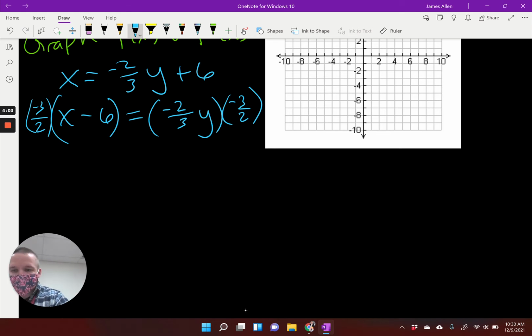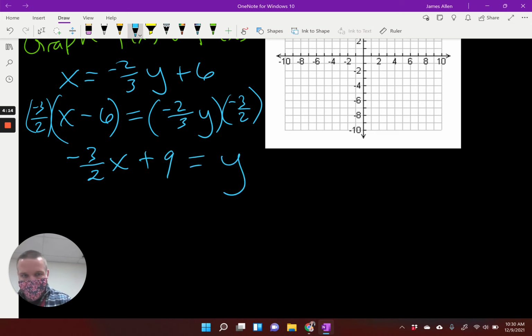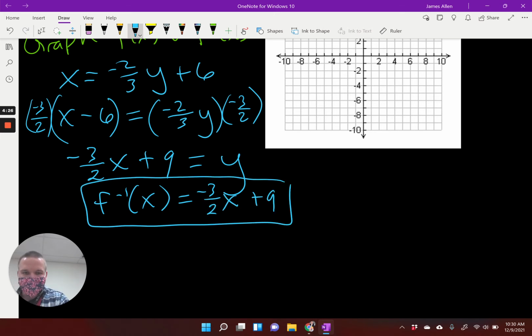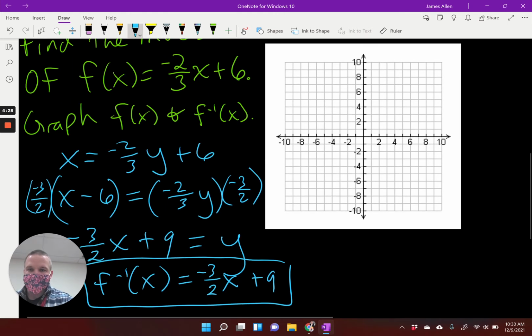All right, so if I distribute that in, I get -3 over 2x, and then I have -3 times -6 is 18, divided by 2 is 9, equals y. Cool. So this is f inverse of x equals -3 over 2x plus 9. That is my inverse. Now I need to graph both of these.